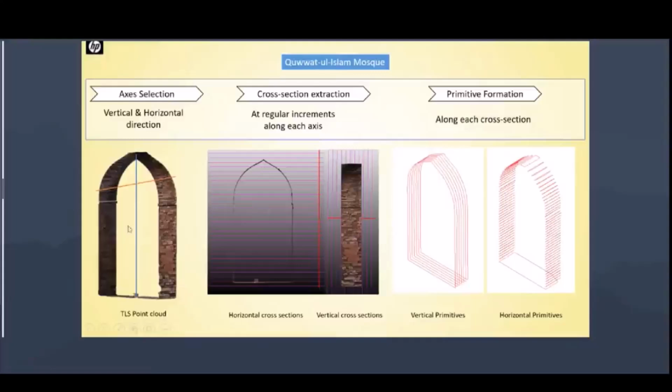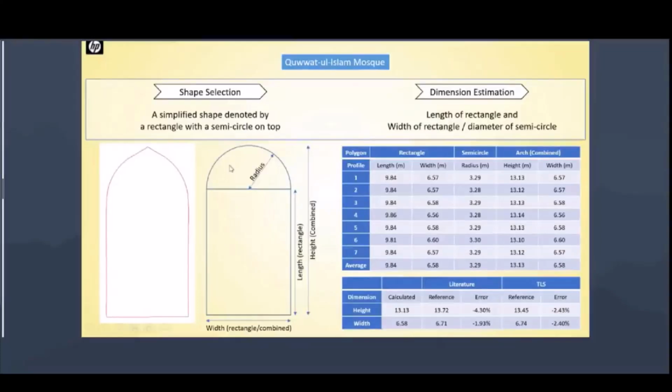So this algorithm was built up from the TLS point clouds. Horizontal sections were taken. Each small detail was fit in with vertical primitives and horizontal primitives, and then they were integrated along the cross section. Then radius, length, etc. were calculated, and a simplified shape fitting algorithm was done, and then dimensions were estimated.